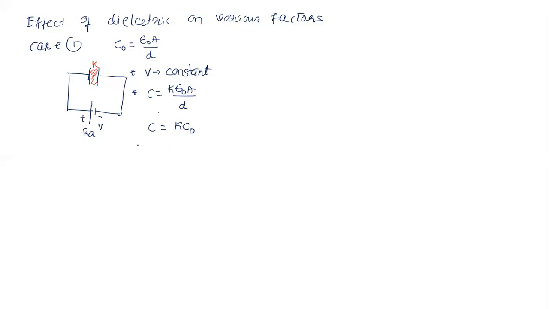Now look, what about the charge? Next property, charge. What will happen to charge? We already know the formula Q equal to C times V, where C becomes K times C naught. Initially, how much charge was there? Q naught equal to C naught into V naught, where V naught was the initial potential. Now potential remains constant, not going to change. So C becomes K times C naught.